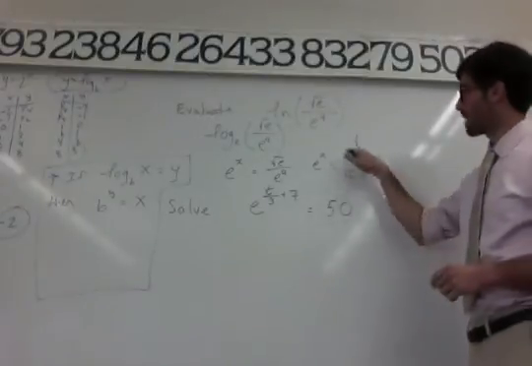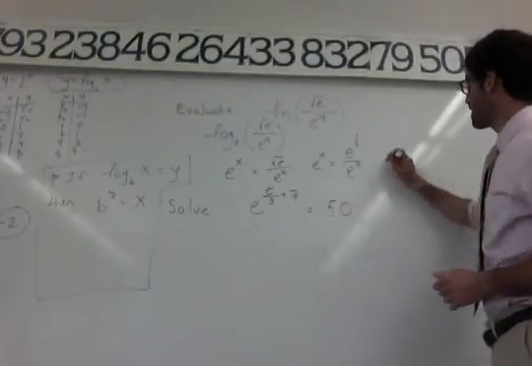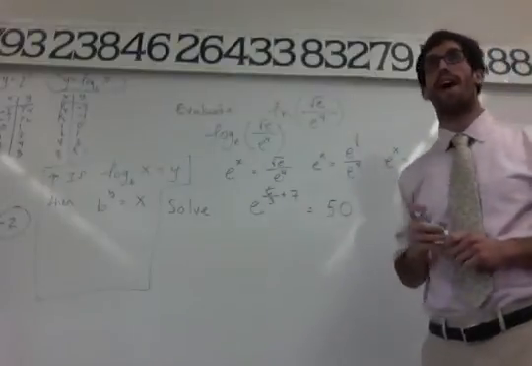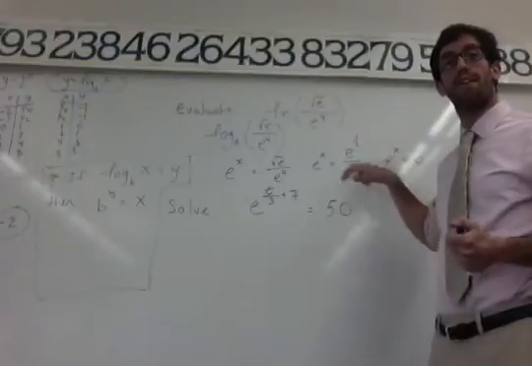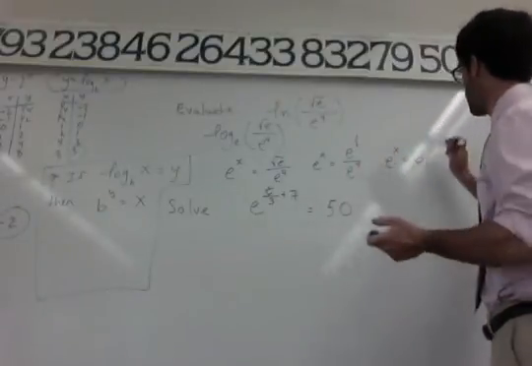And now because we're dividing like bases, we would subtract the exponents. So we get e to the x equals e to the 1/2 minus 4, 1/2 minus 8 over 2. Right? 1 over 2 minus 8 over 2 is negative 7 over 2. Negative 3.5, or negative 7/2.